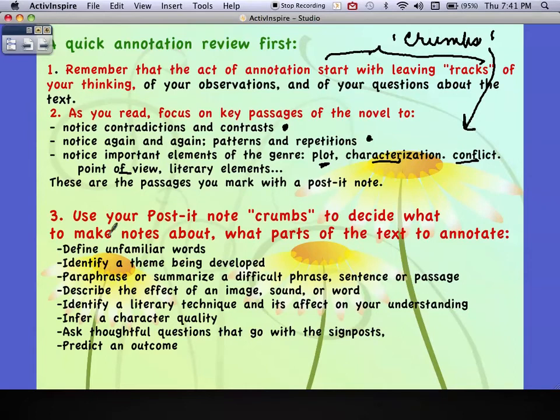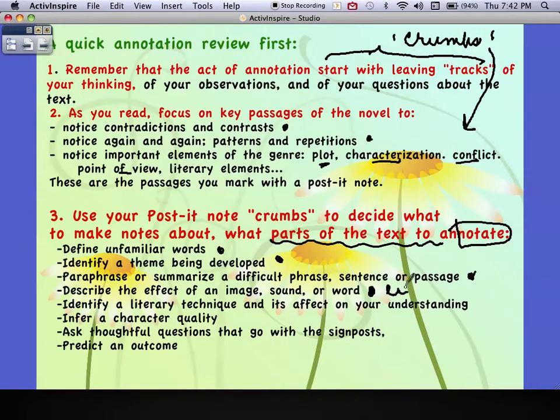The second piece, so we've talked about use your post-it notes to leave crumbs. So then the second part of annotation is to look at the crumbs you've dropped and decide what you're going to make notes about. What parts of the text to actually annotate or make notes about. Are there words you need to define? Do you see themes coming out that you want to write about? Is there a passage that you left a crumb because you were confused and you need to maybe try and explain it? Did you notice lots of sensory words that you want to go back and look at how those sensory words created a particular meaning for you?